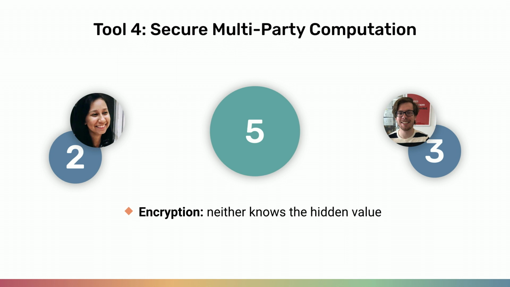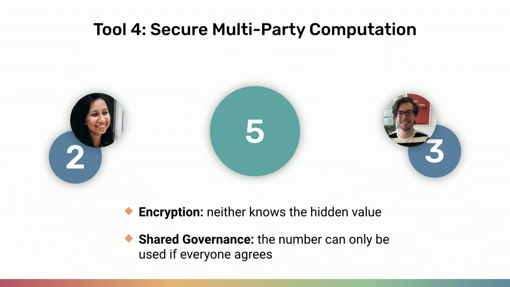Why is it encrypted? Because neither of them can know what value is actually encrypted between them by looking at their own share. You have to look at both shares to know what the number is. And secondarily, you get shared governance, because the number can only be decrypted if all the shareholders agree to pool their shares. So it's more than just encryption. It's shared control over a digital asset.